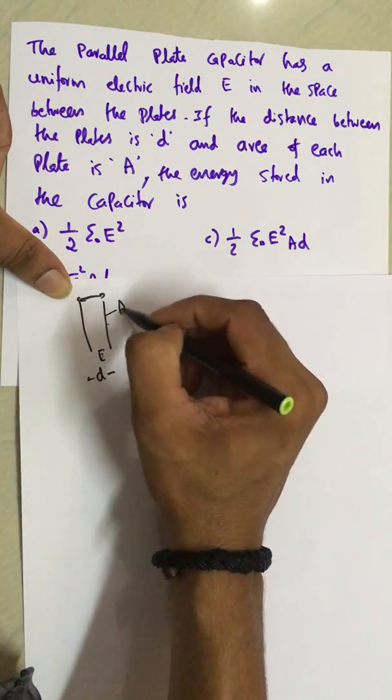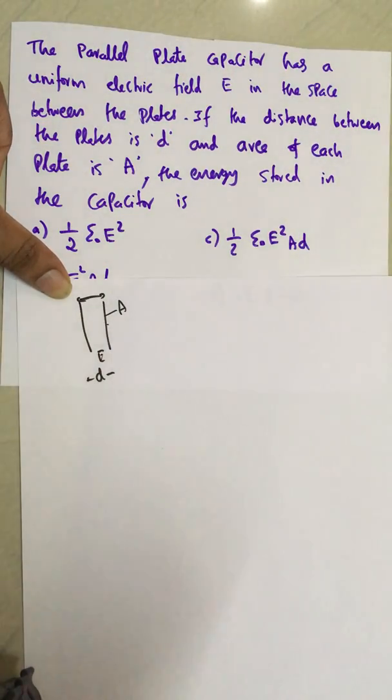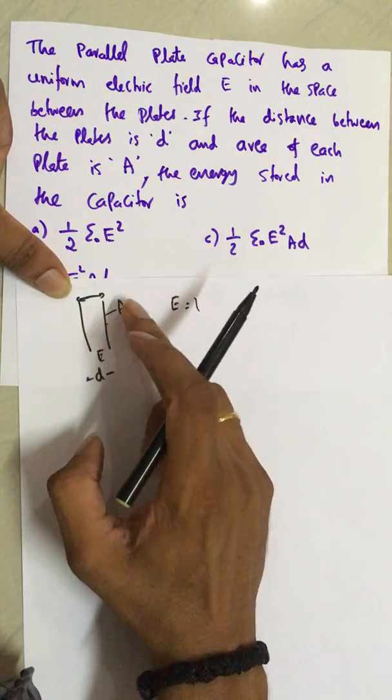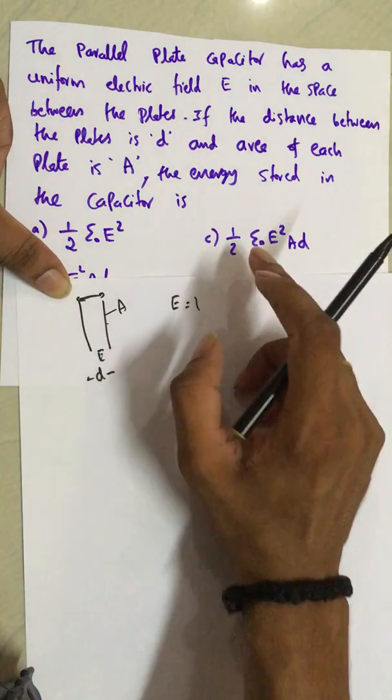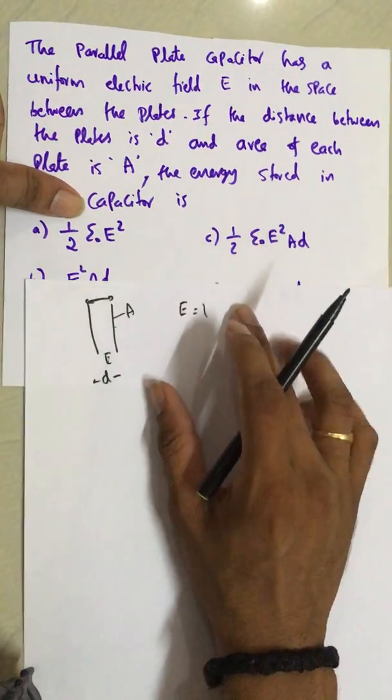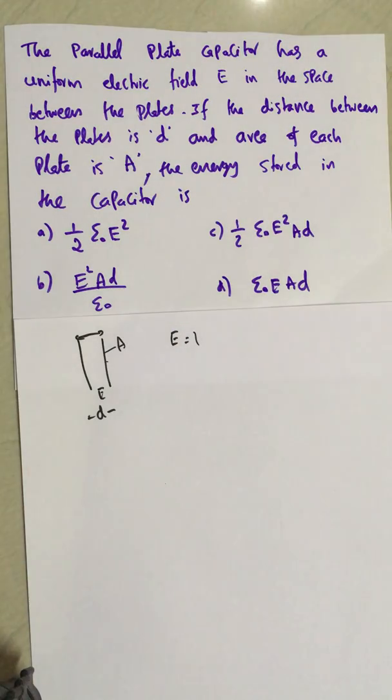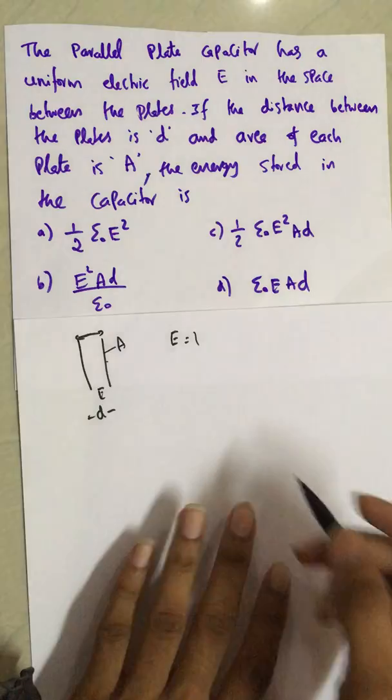each plate is just A, then the energy stored in the capacitor is, so we just have to write energy stored in terms of these three factors. So the answers are here. There are four options. We just have to write what is the energy stored. Let's go to the result of energy stored in a capacitor.